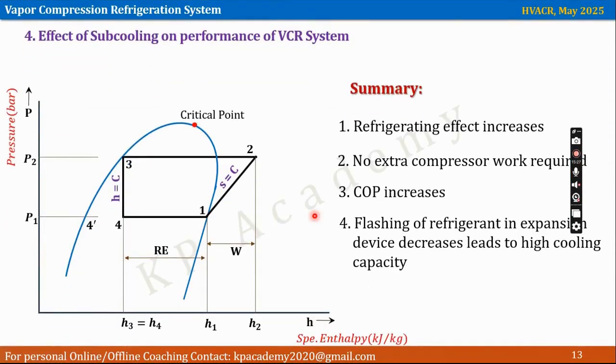Okay, there is a summary also, right? For the effect of subcooling on performance of VCR, because of subcooling, the refrigerating effect increases. There is no extra work input required, and that is the reason the COP of the system increases. The flashing of refrigerant in the expansion device decreases, which leads to high cooling capacity. So this is the summary of subcooling on performance of the VCR system.